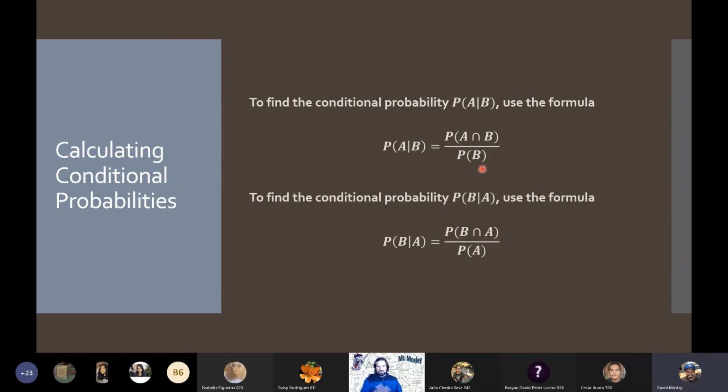Something to be aware of or to notice is that the probability you're dividing by is the probability of the given event, no matter which scenario you're looking at. Probability of A intersect B should be the same as the probability of B intersect A, if it's the same scenario we're talking about, which we saw in our example, where we had 19 as the numerator for both situations.